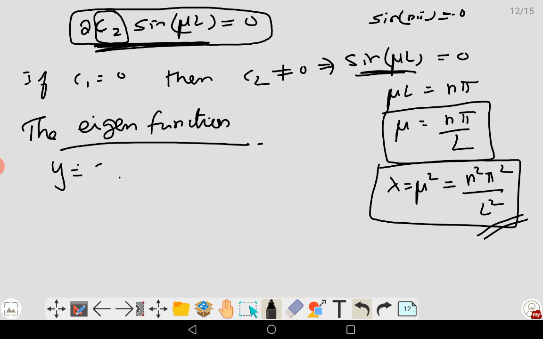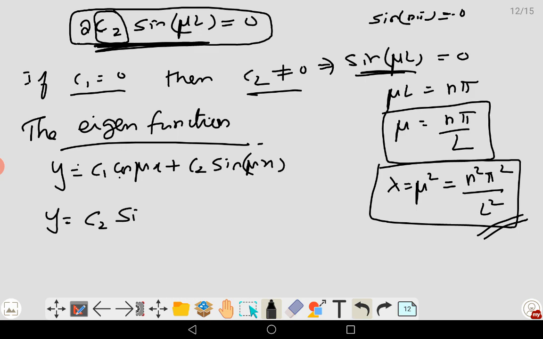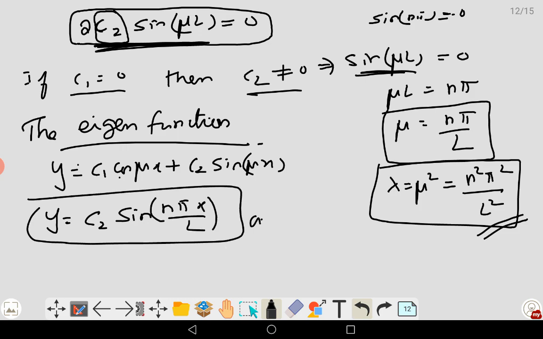C1 is 0, then only the second part of y remains. I should repeat y: C1 cosine mu x plus C2 sin mu x. But we assumed C1 is 0, C2 non-zero. Then what is happening here? Y, the first part is 0, the second part is C2 sin mu x, where mu is n pi over L.